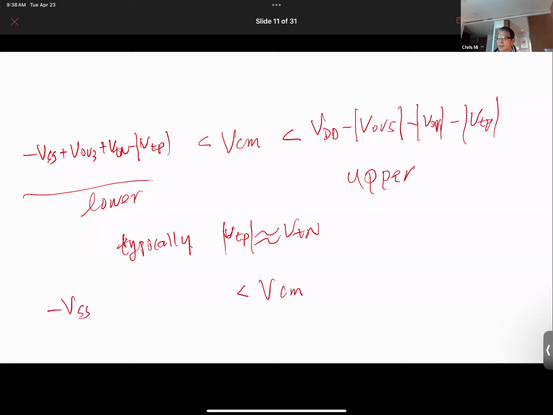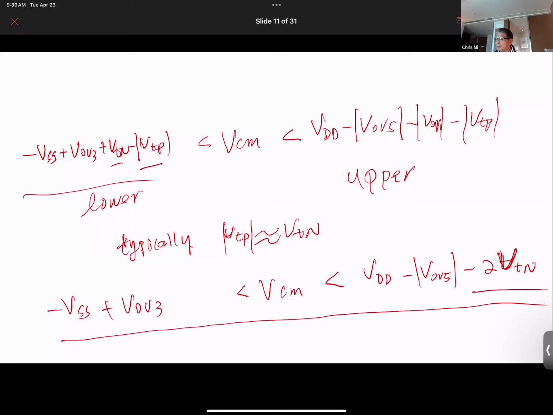simplify this one, because you have VTP and VTN here on the right hand, so therefore you have VSS plus VOV3 as a lower bound, but at the upper bound you have VDD minus VOV5, but minus 2 times VTN, because VTP again similar as VTN, so therefore you have 2 times. So therefore the lower bound is much wider than the upper bound. The upper bound is done by 2 times VTP. The lower bound is only deducted by VOV3. So this is what we have for the up and lower bound.